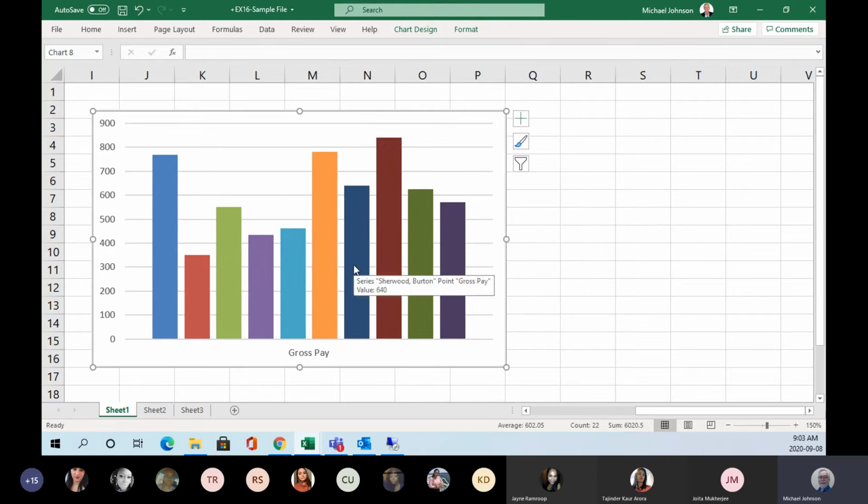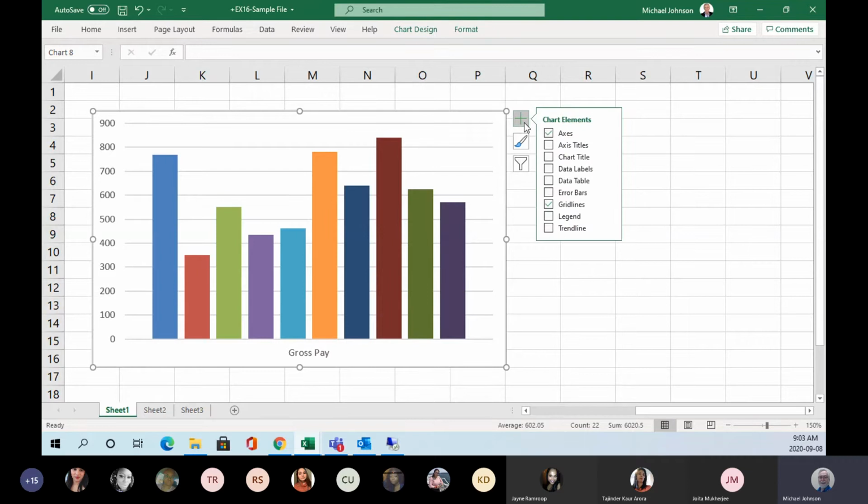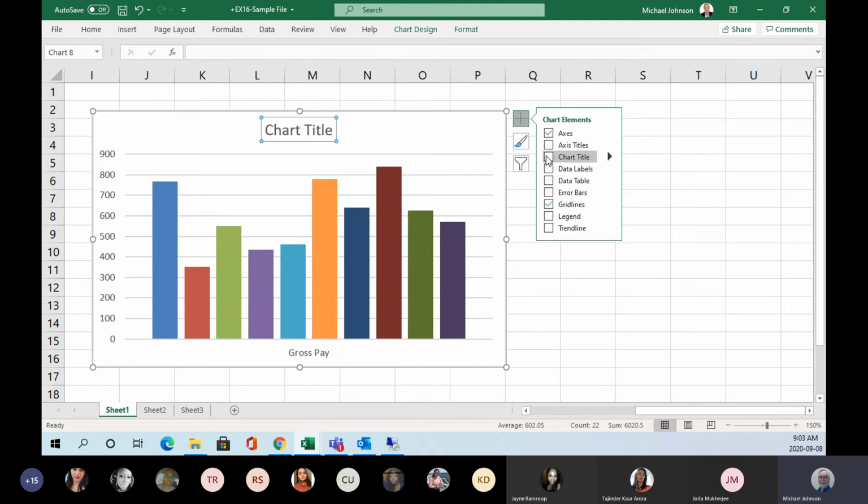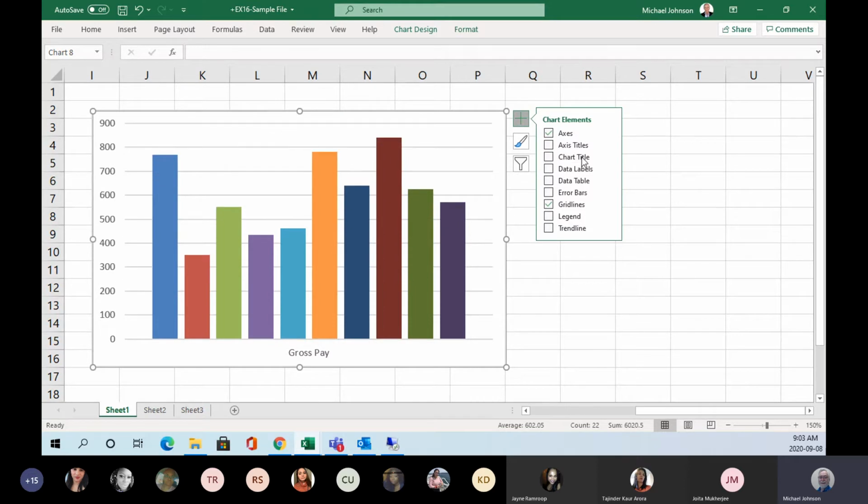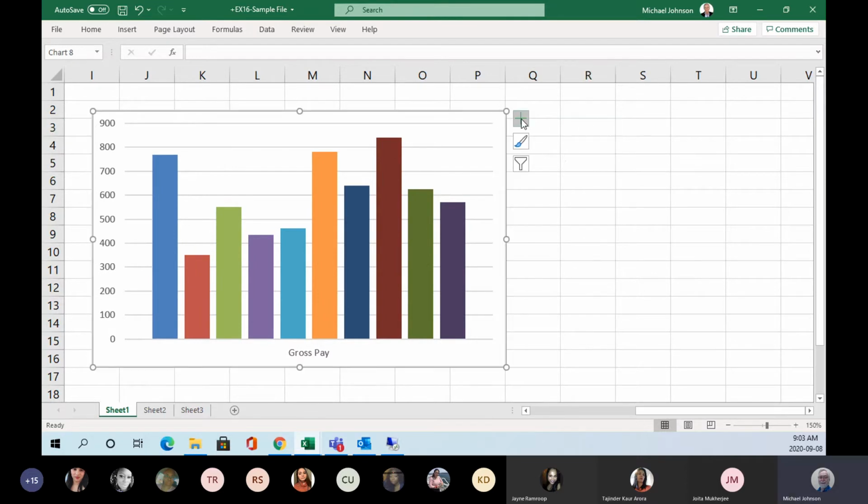So here's my chart, and I'd like to click on the little plus symbol, because this is the other way of doing it. Maybe I want to have a chart title. So when I put my mouse over it, it automatically shows me what it would look like. Uh-oh, it did that again. I seem to be having a little bit of difficulty with this product.